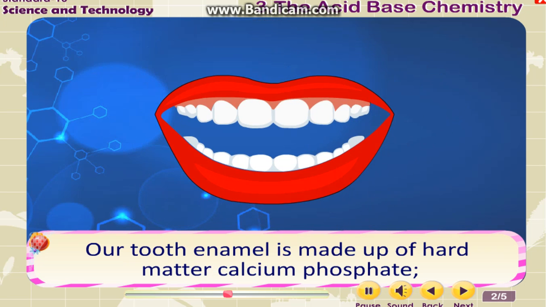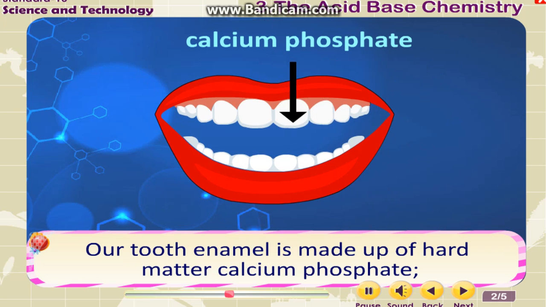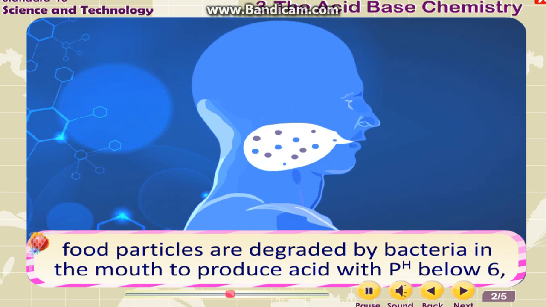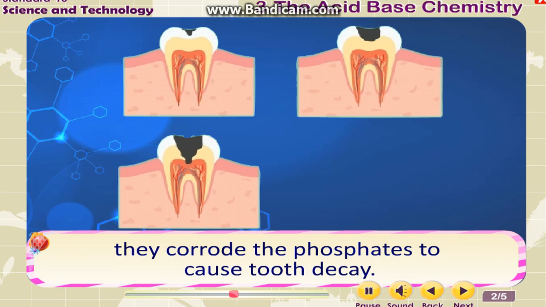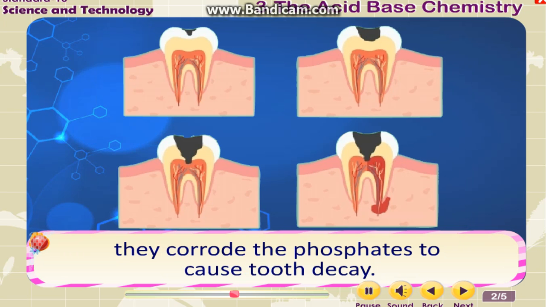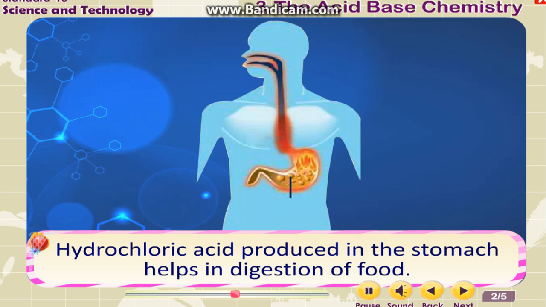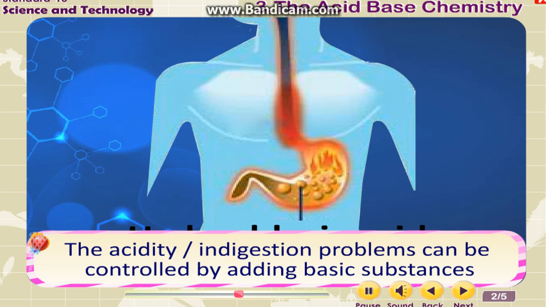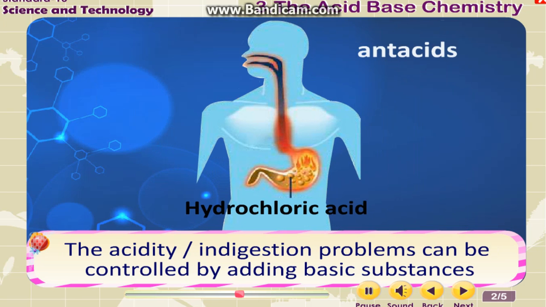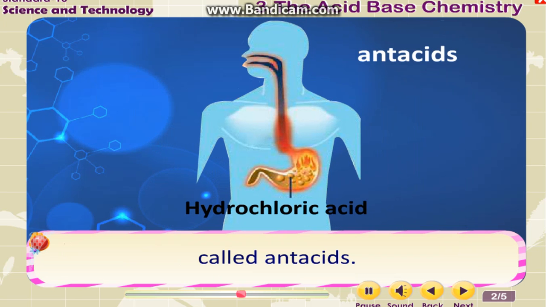Our tooth enamel is made up of hard matter, calcium phosphate. Food particles are degraded by the bacteria in the mouth to produce acid with pH below 6. They corrode the phosphates to cause tooth decay. Hydrochloric acid produced in the stomach helps in digestion of food. The acidity or indigestion problem can be controlled by adding basic substances called antacids.